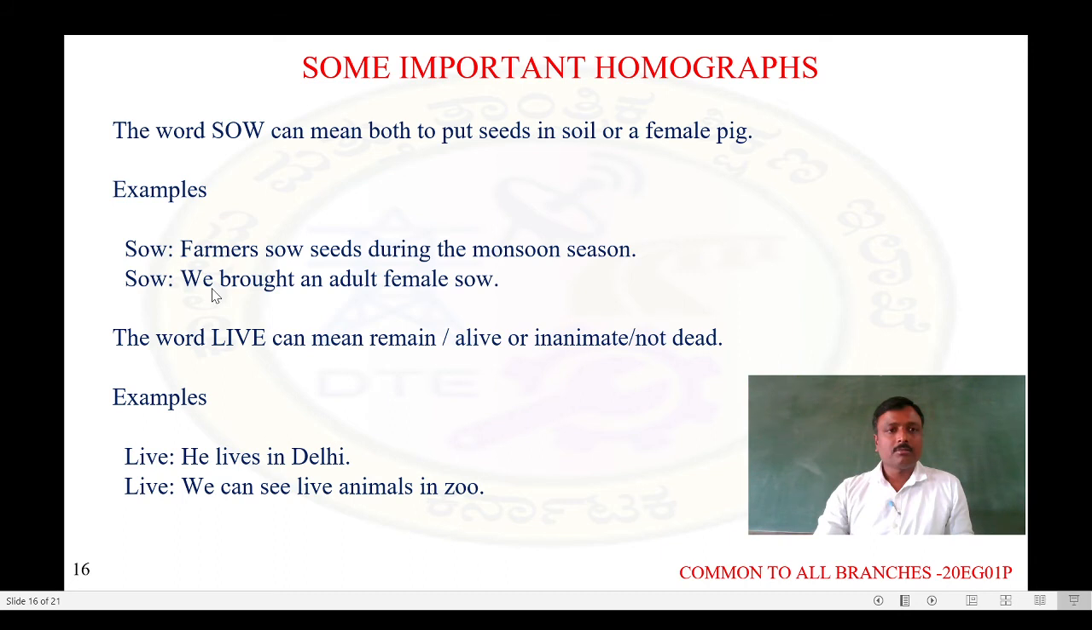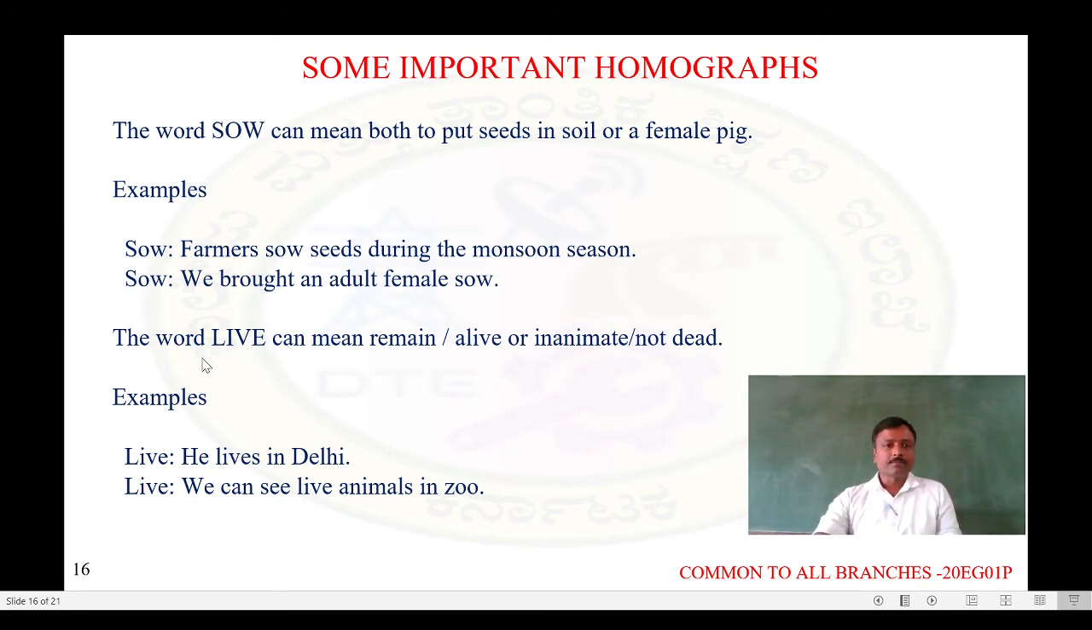In the second example, we brought an adult female sow. Here sow means a female pig. For a female pig we call it a sow. Like that, we have one more example on homographs.